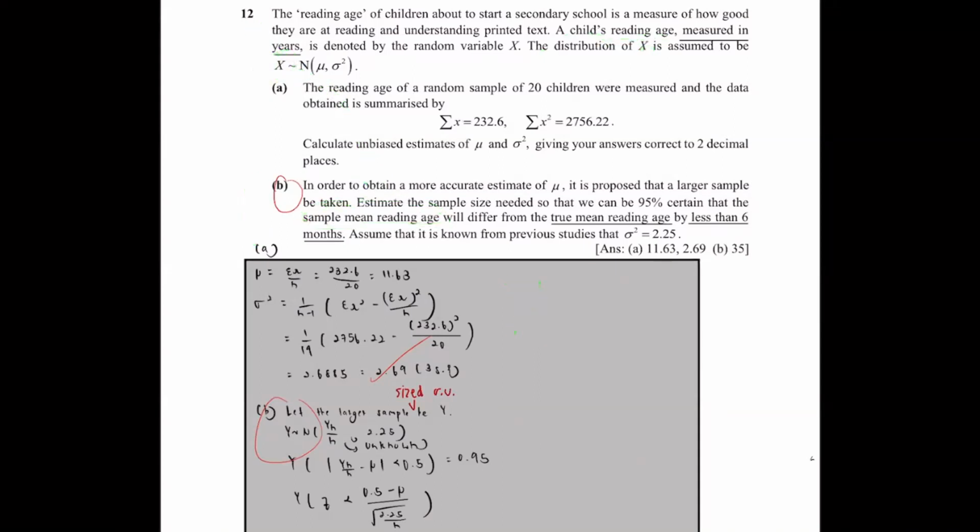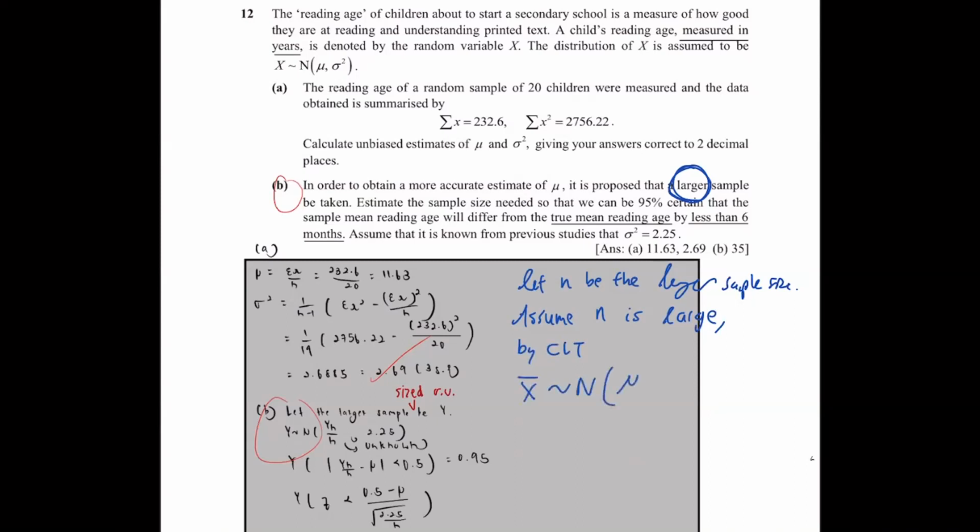Okay, so then you just use the formula. They also mentioned the keyword already, larger sample. So you know what, I'll just say let n be the larger sample size. We're going to assume n is large. Sorry, the handwriting. I hope you can read. Assume n is large, then by CLT, we conclude that x bar follows normal, mean stays the same as mu, but the variance becomes sigma squared over n. Okay?